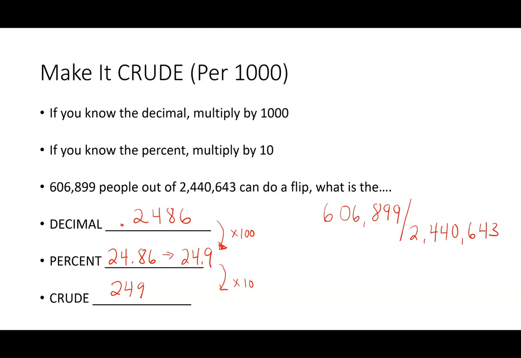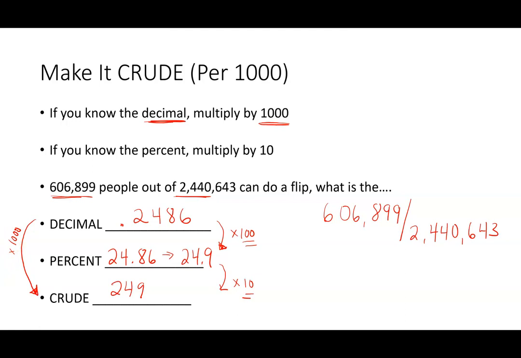Now, you say 249 out of 1,000 is a lot, but 600 and change thousand out of 2 million, that's a high percentage. What the instructions say is I can go from a decimal to the crude by multiplying by 1,000. Well, if I go from my decimal to my crude, if I jump over that spot, 100 times 10 would be the same thing as saying multiplying it by 1,000.